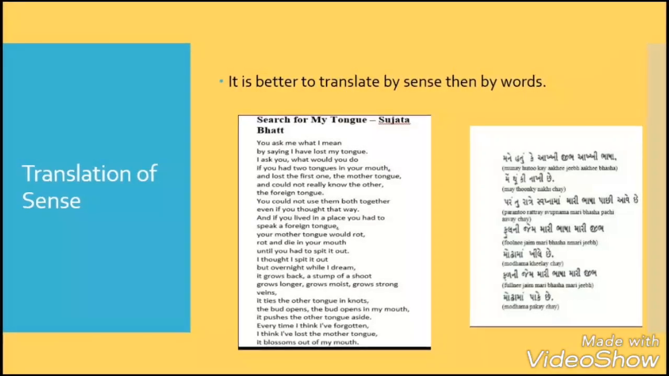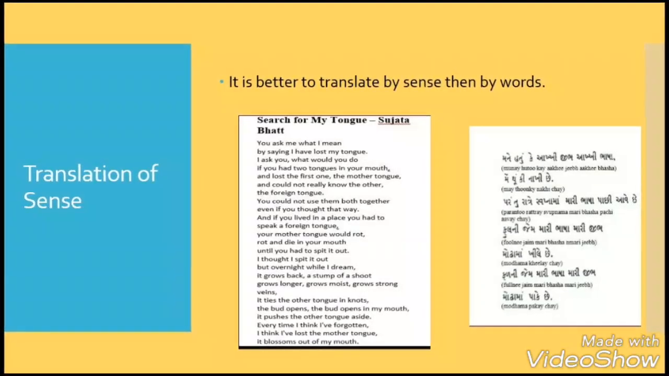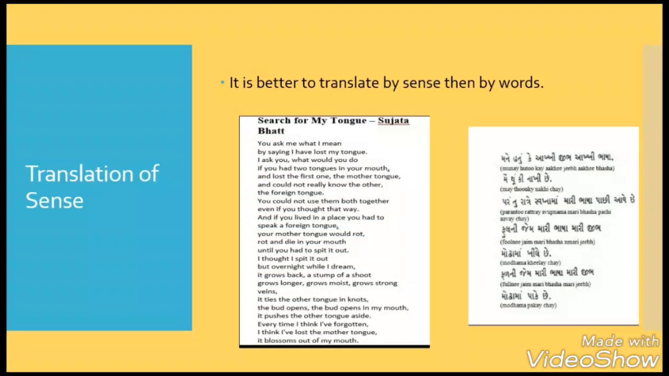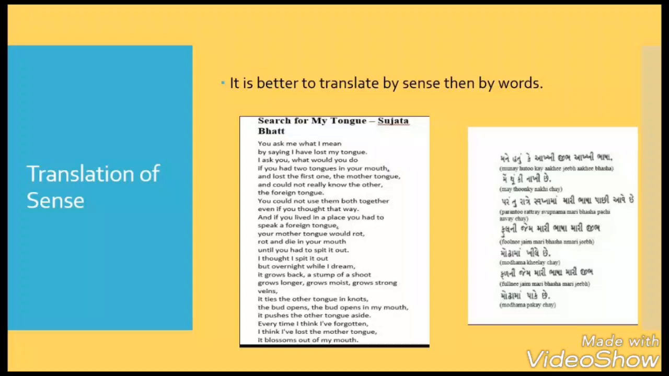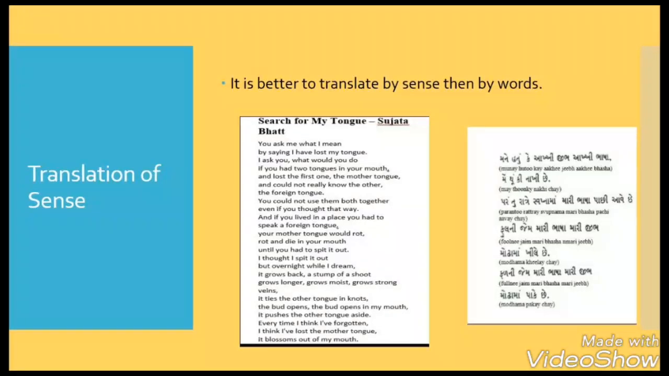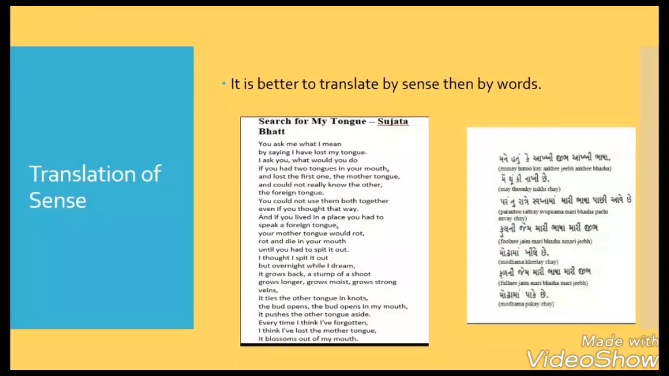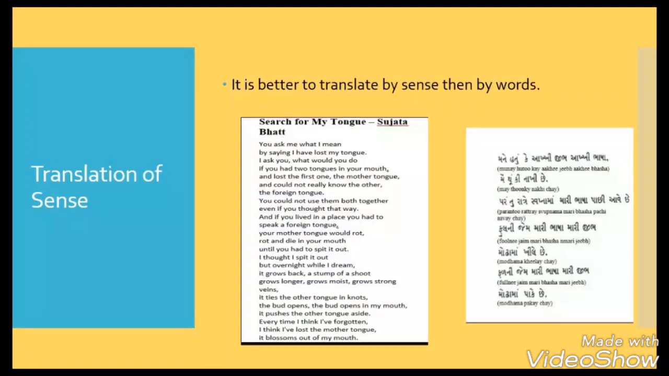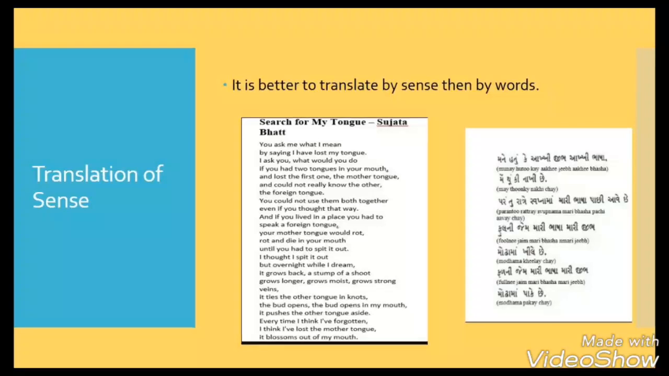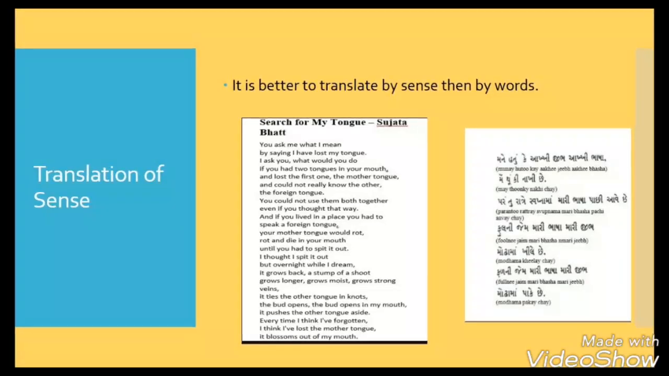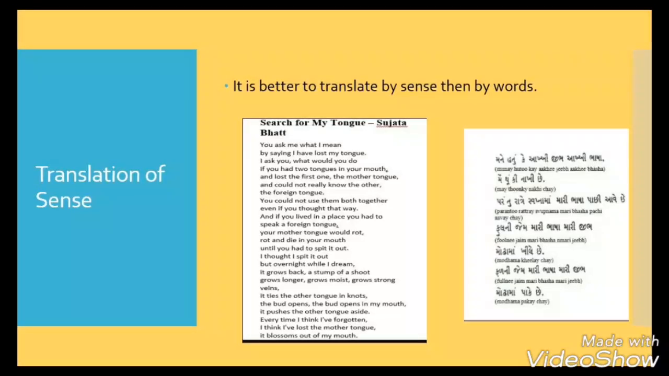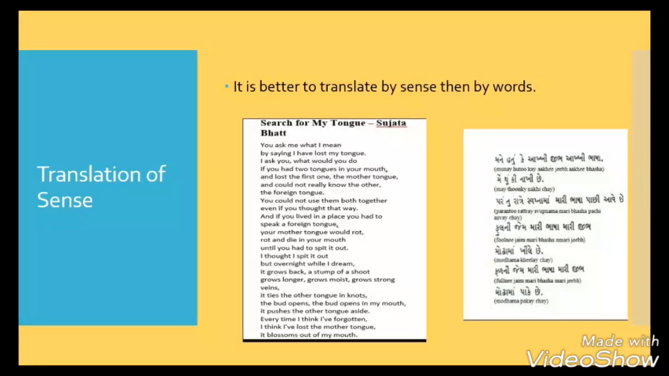This poem is by Sujata Bhatt, The Search for My Tongue, where she is trying to express her feelings of losing her mother tongue. She is practicing the English language and she feels that she is losing her mother tongue. The English version is quite long, but in Gujarati she has written only six to seven lines. So it is translating the sense of what this English poem wants to say.